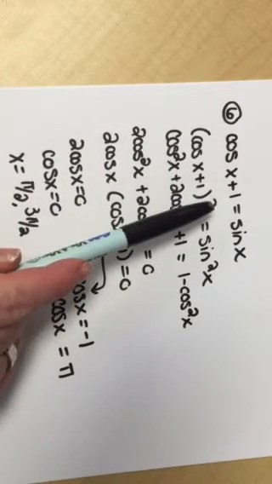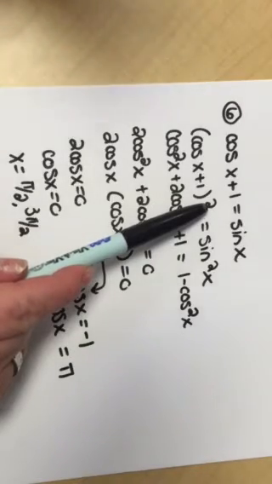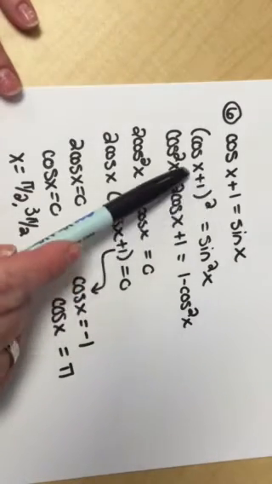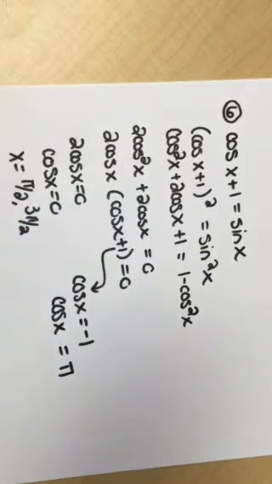When you square both sides, don't you dare distribute this and think that it's going to be cosine squared plus 1. No, no, no. That'd be way too easy. That's not how math works. You have to actually FOIL this out. So when you FOIL it out, you get cosine squared plus 2 cosine x plus 1.